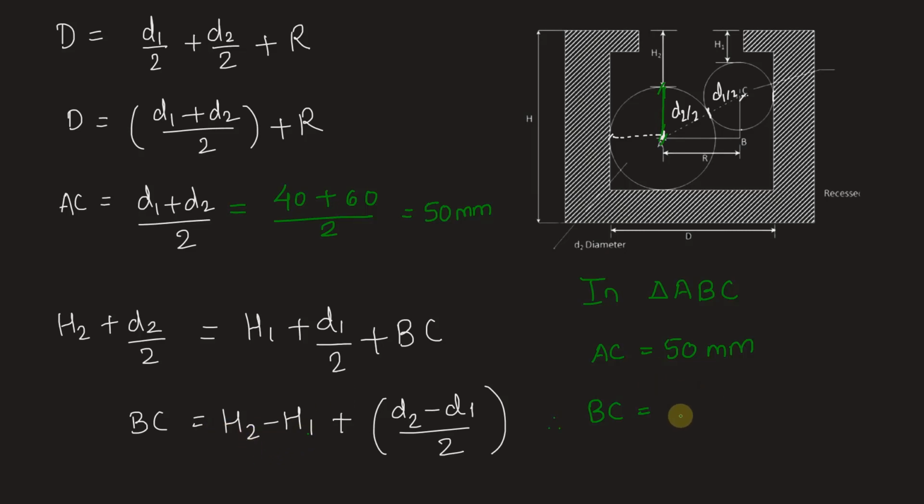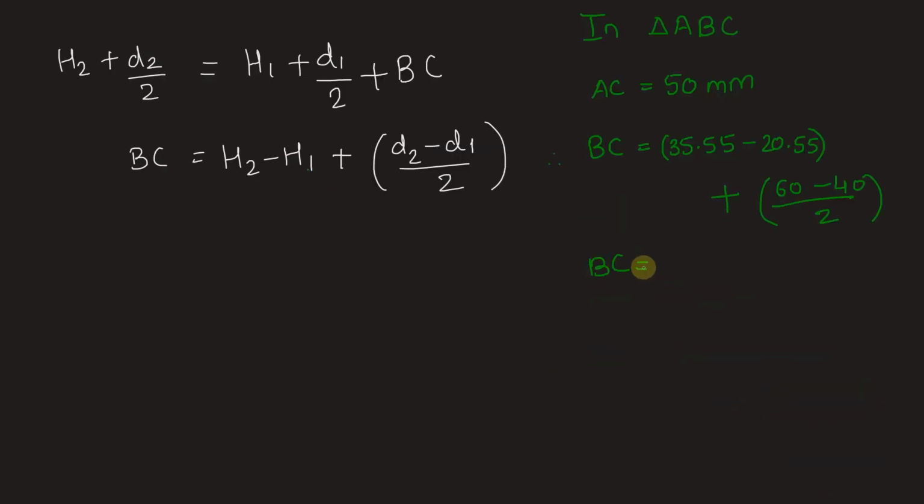Therefore, we have BC as H2 minus H1. H2 is given as 35.55 and H1 is 20.55, plus we have D2 is 60 and D1 is 40, so (60 minus 40) by 2. Let's find out BC. This becomes 15 plus this becomes 10. BC is 25 millimeters. So we have AC and BC in triangle ABC.